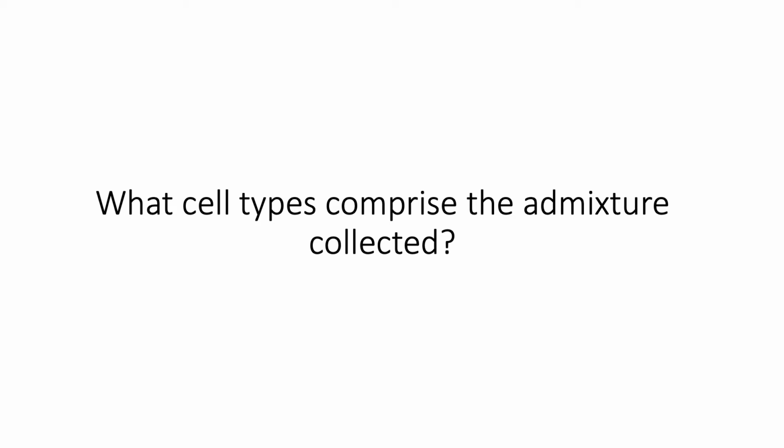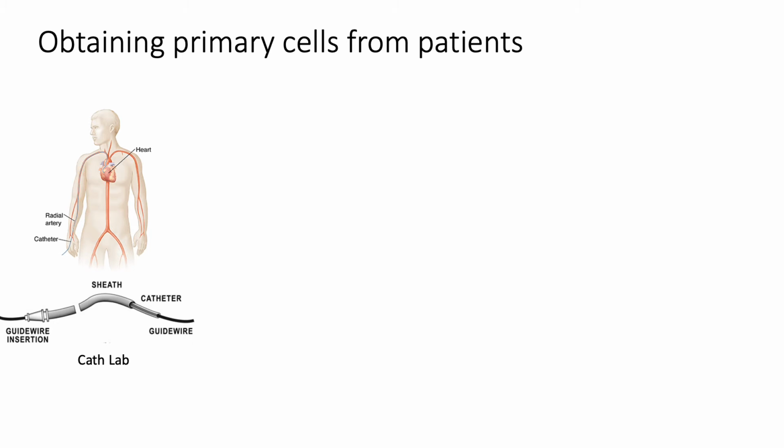So, we set out to determine what other cells are present in the admixture in order to determine a protocol to obtain pure endothelial cells. We did this with a different patient population. Instead of using healthy patients from the J-wire procedure, we obtained primary endothelial cells from individuals with cardiovascular disease who were referred for a left heart catheterization.